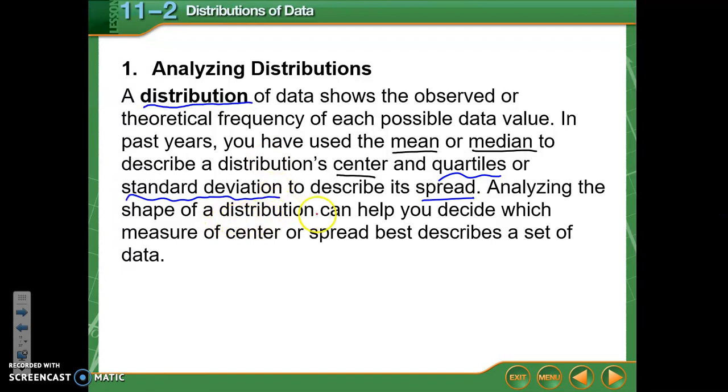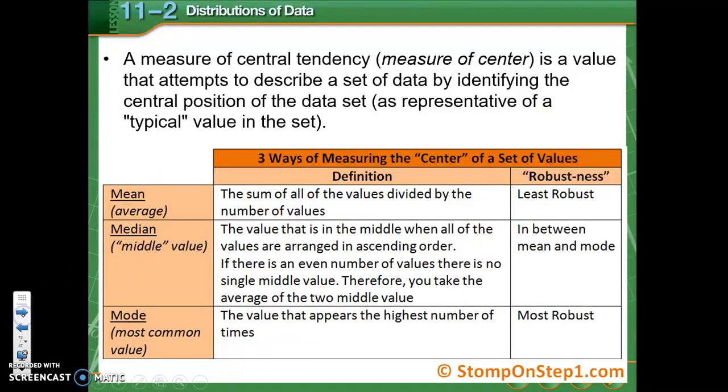Analyzing the shape will help me decide if I should do mean or median, if I should do standard deviation or quartiles. So just a reminder of what a measure of center is, or also called a measure of central tendency. It is one value that attempts to describe a set of data by identifying the central position. So it's basically one number that we're using to sum up or summarize a data set. It's like a typical value.